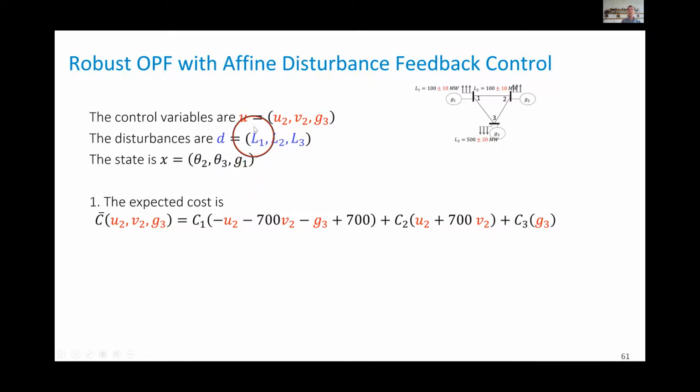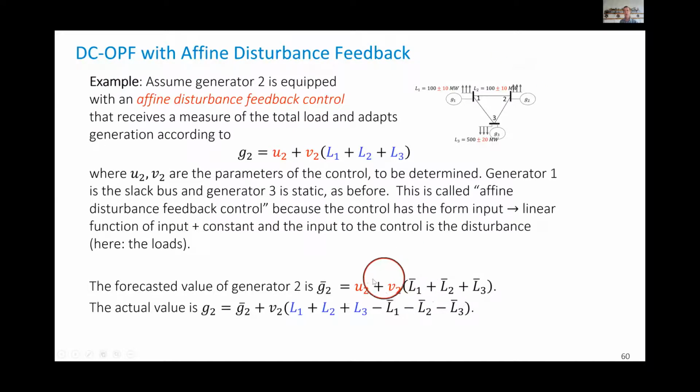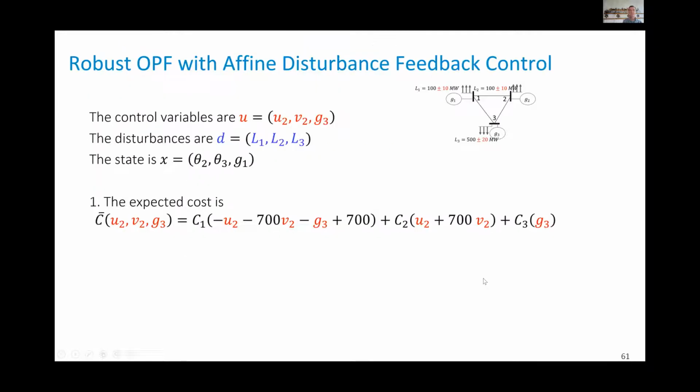The state that is a function of both the control and the disturbance are the angles with the DC approximation and the resulting slack power G1 here. The expected cost, if everything is linear, will be simply given by those values here. So here we have G2. Here, I realize that this is a bug. If I do in per unit, that should be 7. So this is the expected value of the coefficient in front of V2 here. So this is using the formulas that we have given before. So we have an expected cost here.